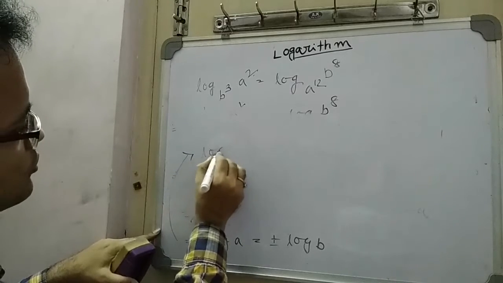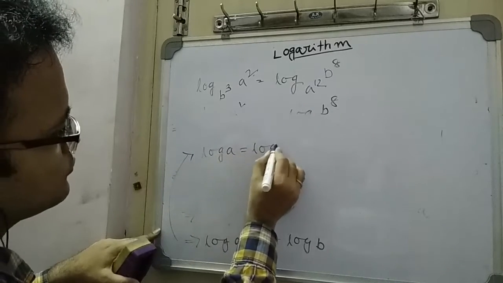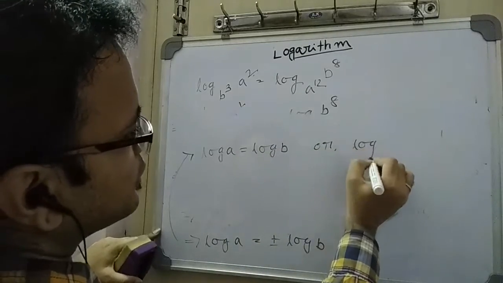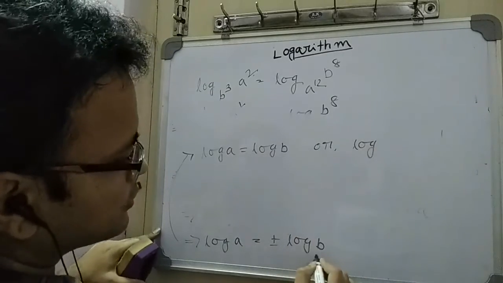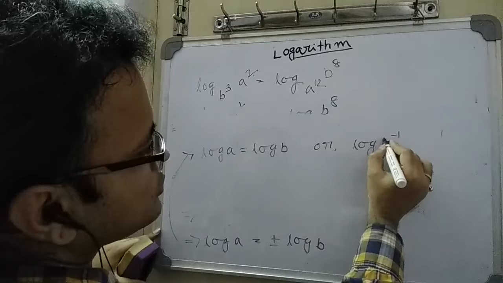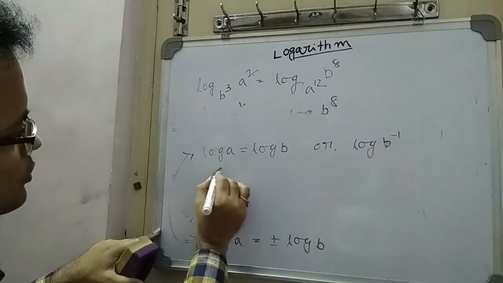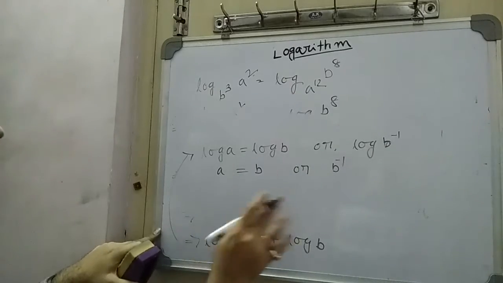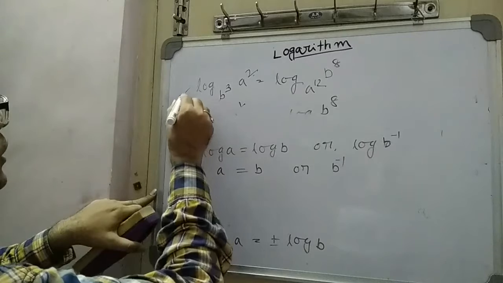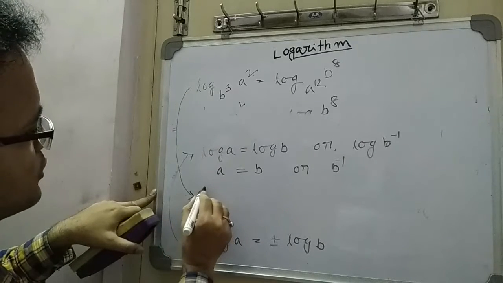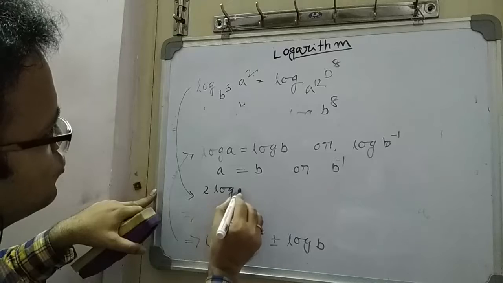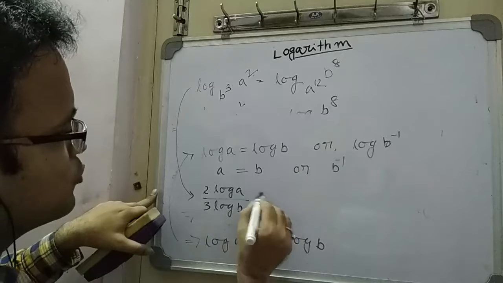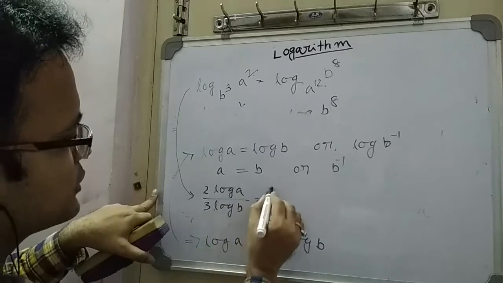If log a equal to log b, I will write both in the same line. If it is minus, that means log b to the power minus 1. So a is either b or b to the power minus 1. Now what does this become? We saw this one was 2 log a by log b cube, means 3 log b. If you put a equal to b, that means log b gets cancelled.